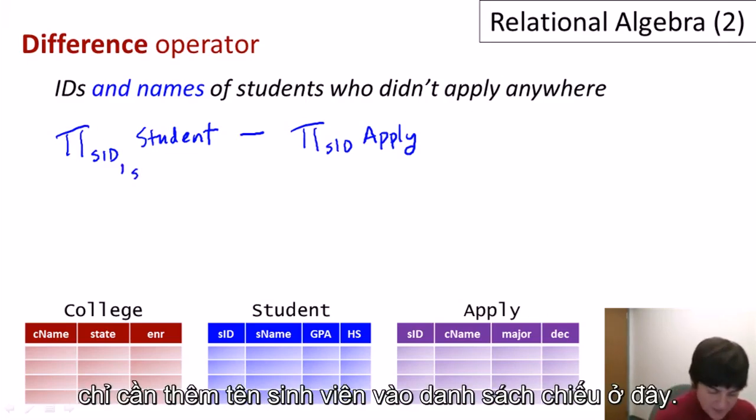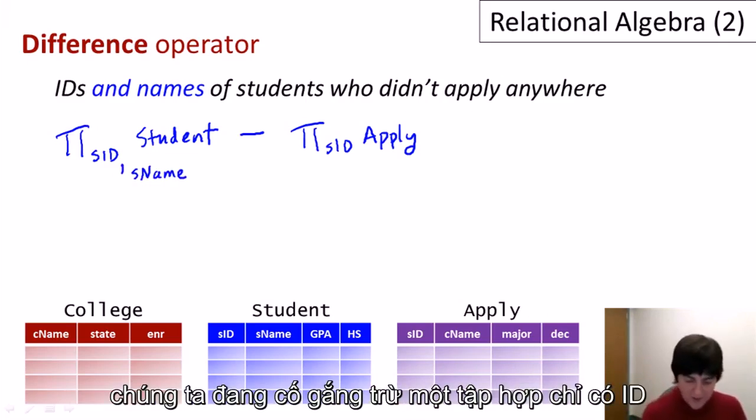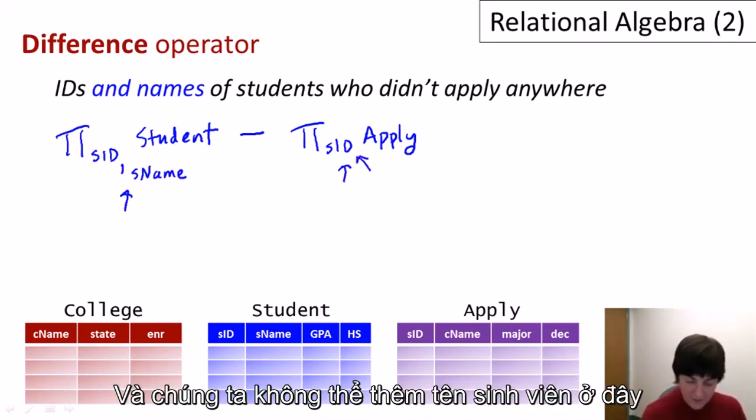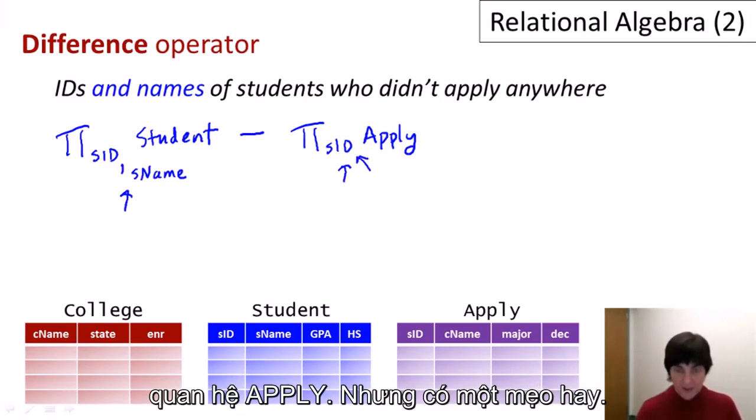You might think, oh, just add student name to the projection list here, but if we do that, then we're trying to subtract a set that has just IDs from a set that has pairs of ID and name. And we can't add the student name here because the student name isn't part of the apply relation.